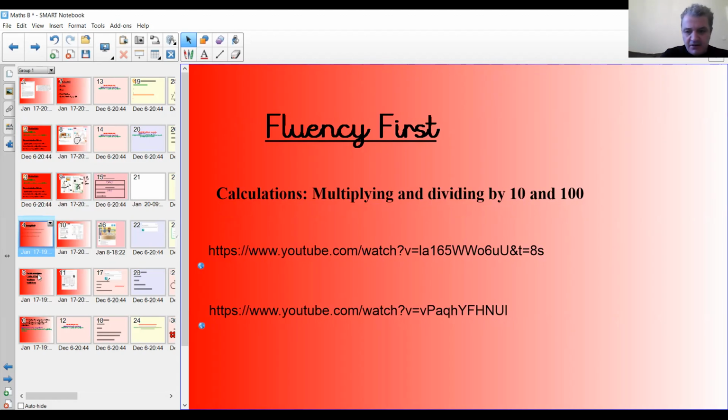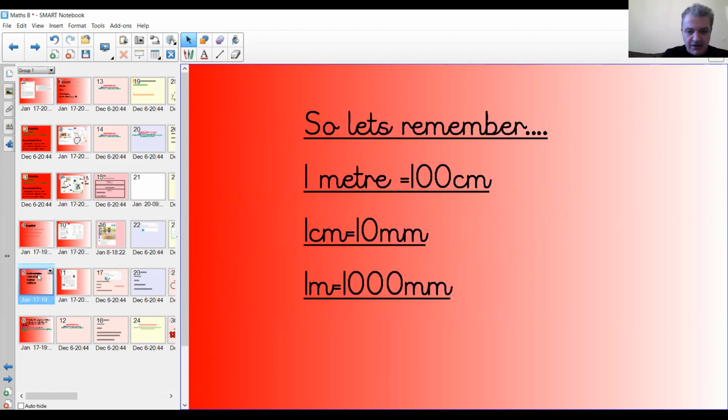Okay, so if we come back after fluency first, we're coming into real key points. Let's remember 1 meter is 100 centimeters. 1 centimeter equals 10 millimeters, and 1 meter therefore is 1,000 millimeters.